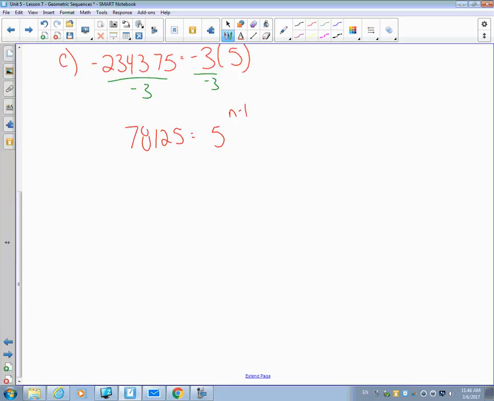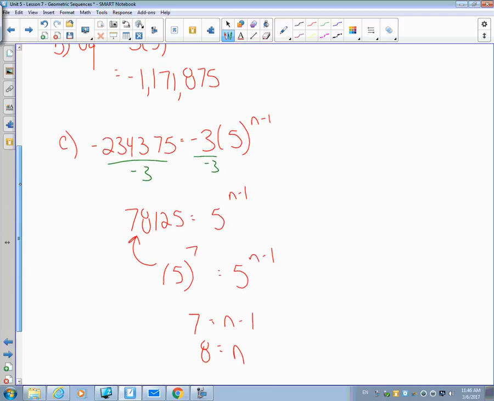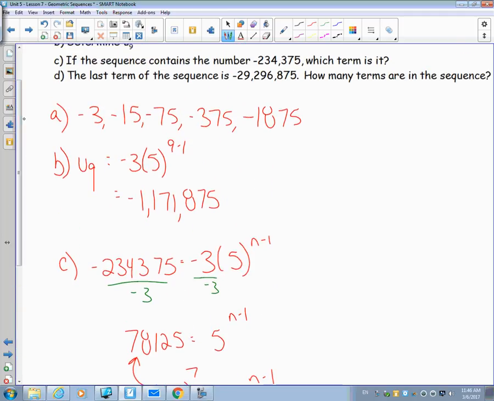So guess and check, 5 to the what makes this? I'm going to keep the right hand side the same. Guess and check, I get 5 to the 7 comes up to 78,125. If my bases are the same, my exponents are the same. So I can say this is the 8th term. And I will guarantee the guess and check has to work if the number is a member of the sequence, and they're telling us it is. The last term, 29 million.